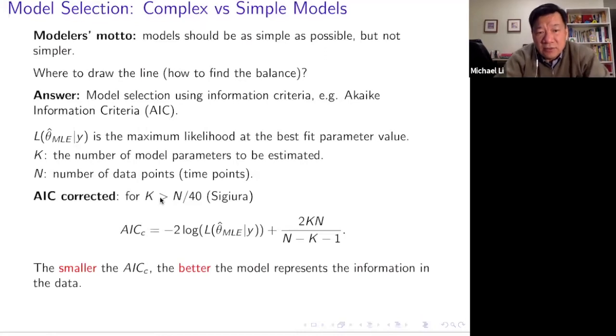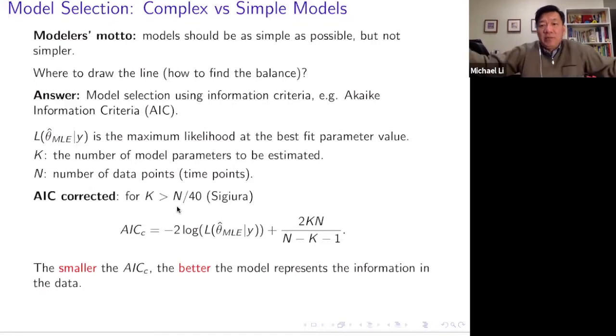The AIC is roughly defined by two terms. One term is related to the error between the fit of your model output and the data. Okay, the smaller the error, the smaller this term. And the other term is the penalty term, where K is the number of parameters that have to be estimated in your model.